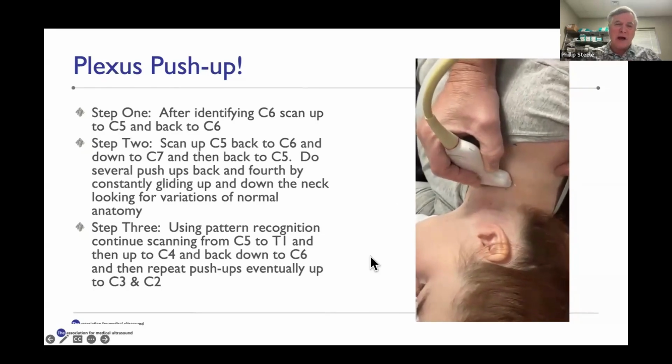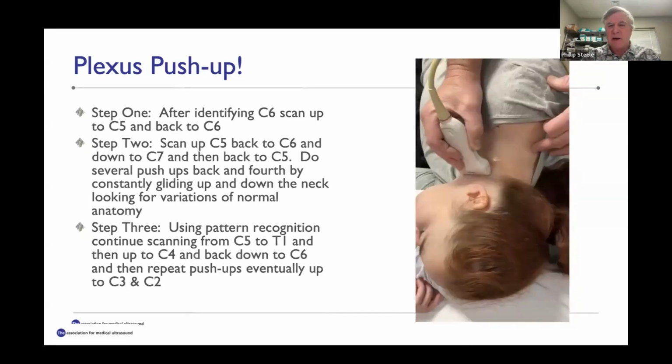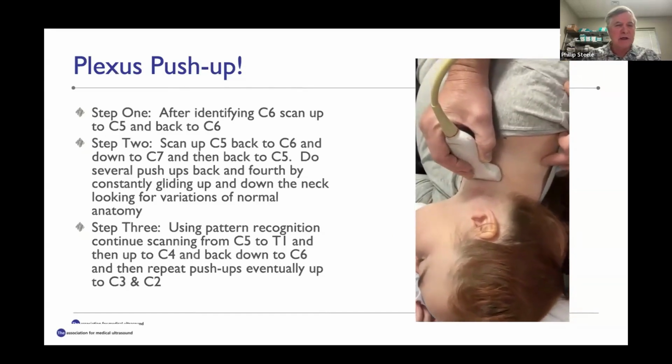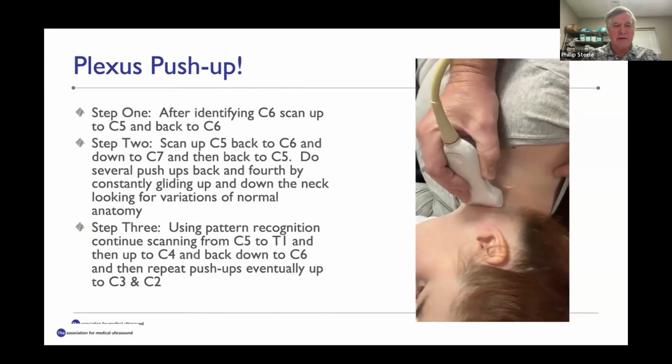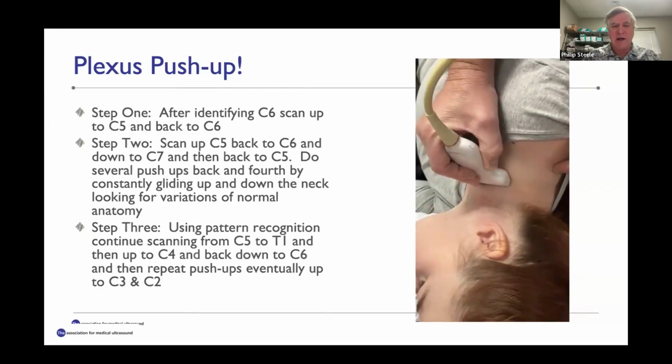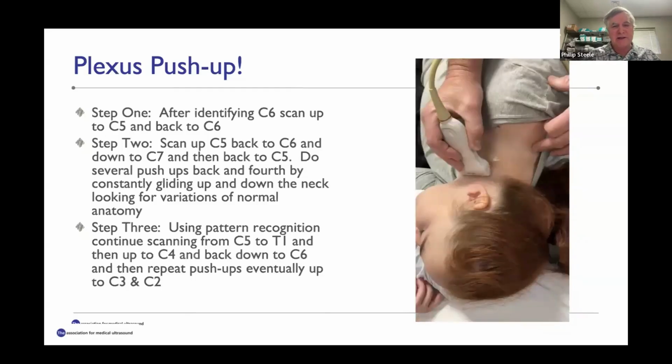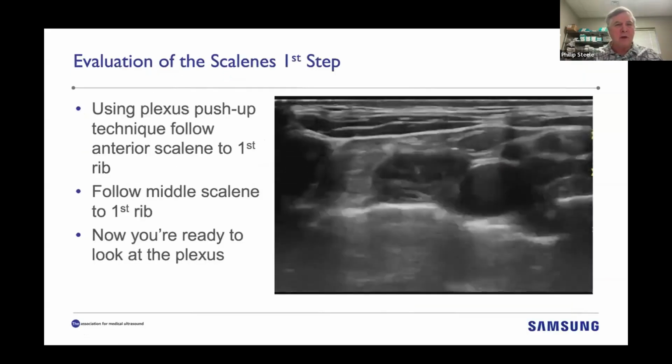And so what we'll talk about in a minute is how to identify C6, but I typically will go from C6 up to C5 and then back down to 6. I'll do a couple laps. I'll go up to C5 and then all the way down to C6 and then all the way down to C7 and then back up to C5. By doing this, you're using pattern recognition to help you identify these areas. And so it's really important to do this and get comfortable with doing laps through the area. And then once I kind of have C5, 6, and 7, I'll go all the way down to C8 and then T1 and then back up to C3 and C2. So I'll just go back and forth, back and forth.